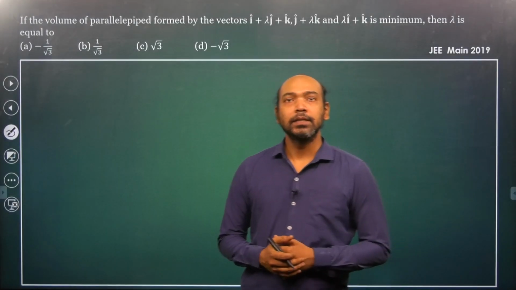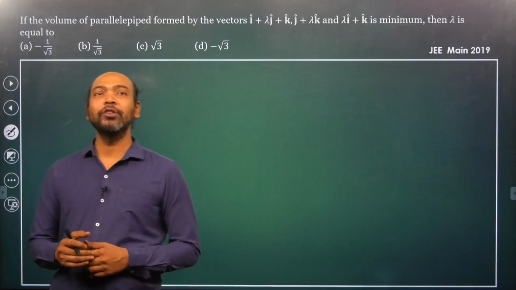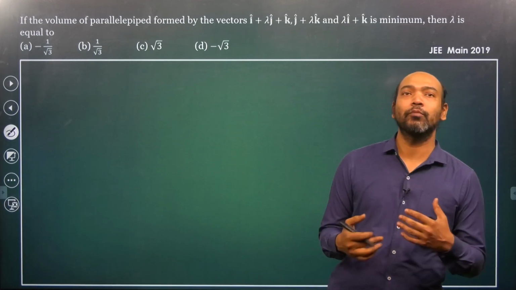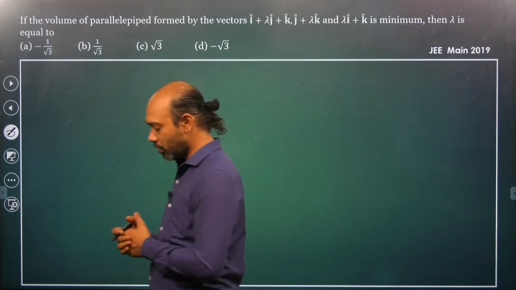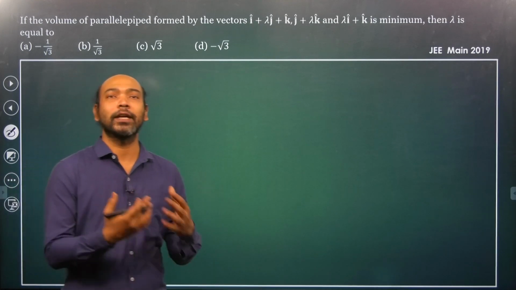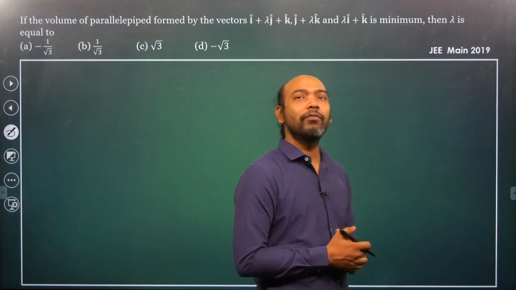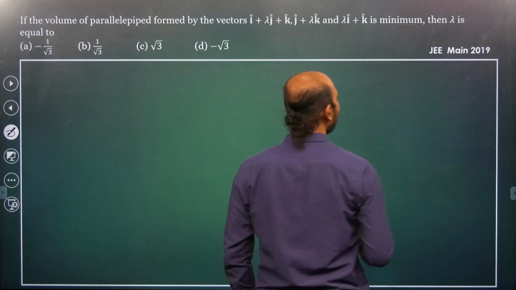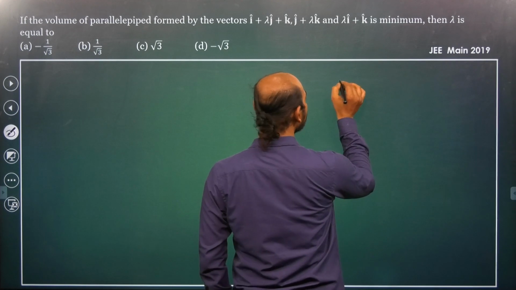Hi all. In this particular problem we are going to find the volume of a parallelepiped, where the sides of this parallelepiped, or the cuboid, whatever you call it, are given by vectors. So we first have to find the volume, and then we need to maximize it. So let's go ahead and see that.